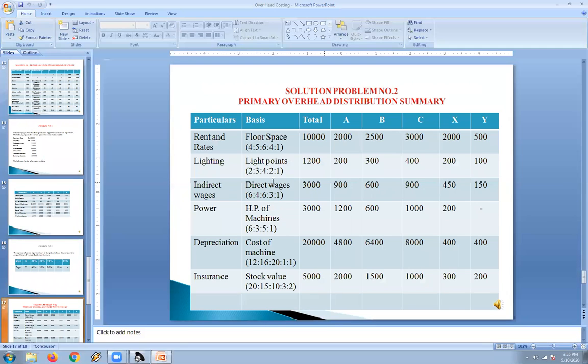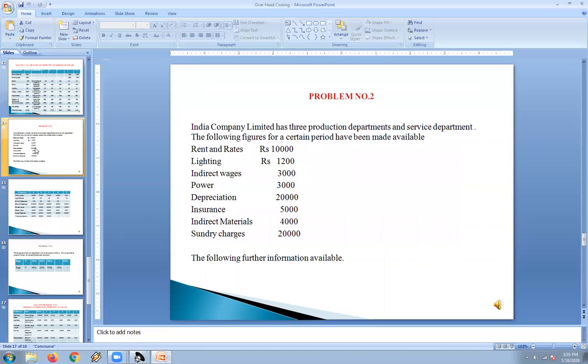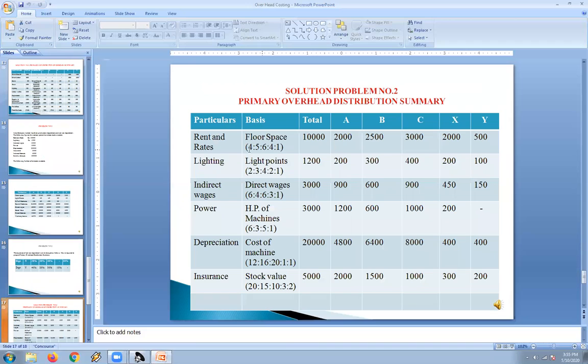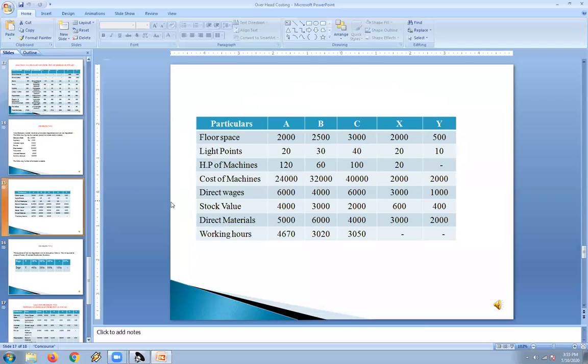Let us start calculating problem 2. Here in the question they have given the expenses. First, that is rent and rates 10,000. As I told, there are 5 departments here, 3 production and 2 service departments, so 5 columns along with 3 additional columns. One will be for particulars, basis of allocation and 1 total column. So rent and rates, on what basis are we going to allocate? Whatever is given in the question, that is floor space or floor occupied.